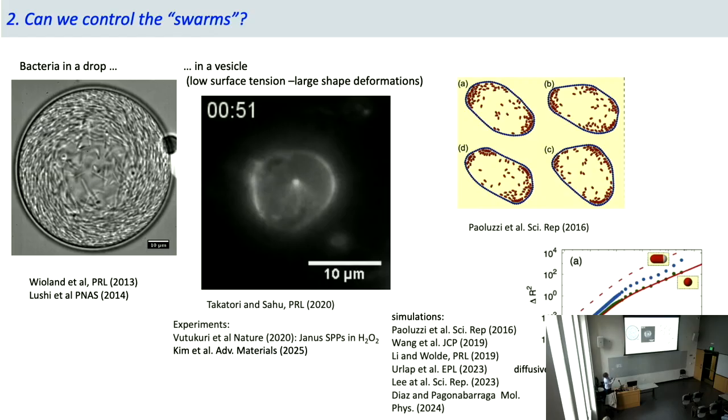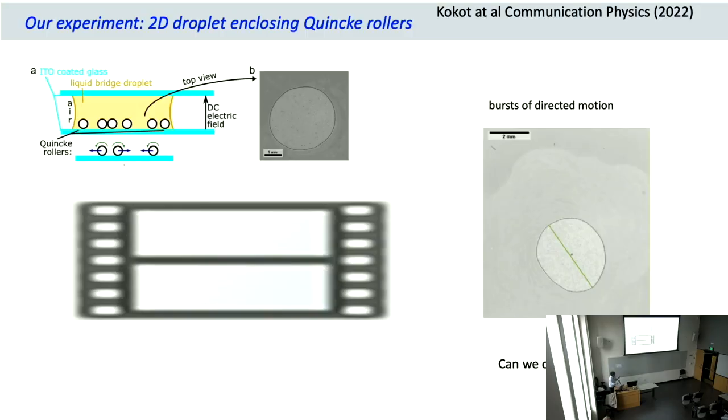However, the existing experiments were not seeing it, either because you had many swimmers but a solid boundary, or you had a very soft boundary but very few swimmers, not enough to push this thing through. So can we have a system with many, very active swimmers that can deform the boundary? And the answer is the Quincke rotor. That's the answer to all our prayers, or my student's prayers.